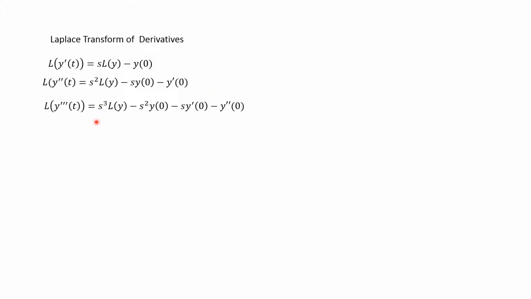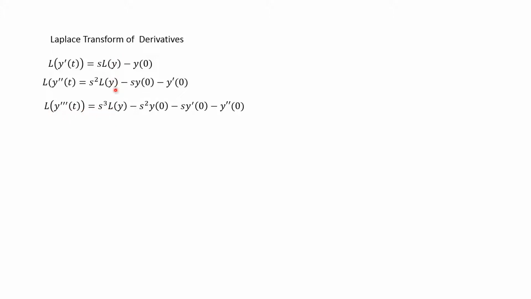L of y triple prime of t is s cubed L of y minus s squared y of 0 minus s y prime of 0 minus y double prime of 0. Now you notice that there is a pattern here. Look at the y triple prime.